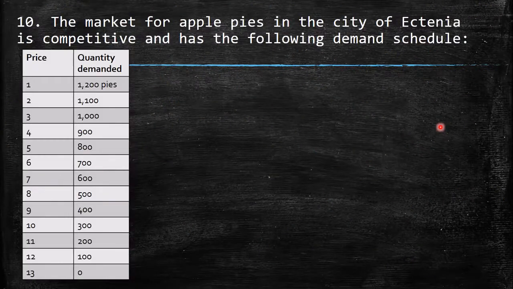Then, the market for apple pies in the city of Ectenia is competitive and has the following demand schedule. So here we have the price from 1 to 13 and the quantity demanded from 1,200 pies down to 0 pies. This one, by the law of demand, when the price increases, the quantity demanded decreases naturally.